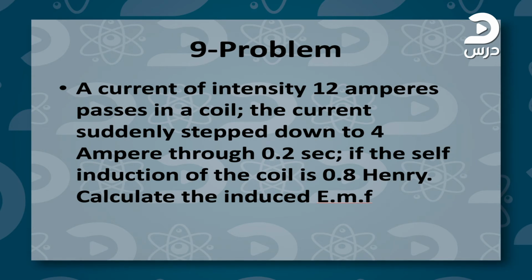Question number 9. Problem. Let's see this problem. It says the current intensity is 12 ampere. Write the current I equals 12 ampere. In a coil the current suddenly stops down to 4 ampere. So here we have I1 and I2. Okay, the current is 4 ampere through a time of 0.2 second.